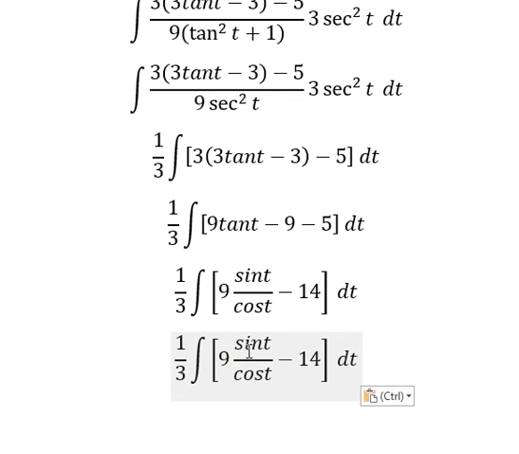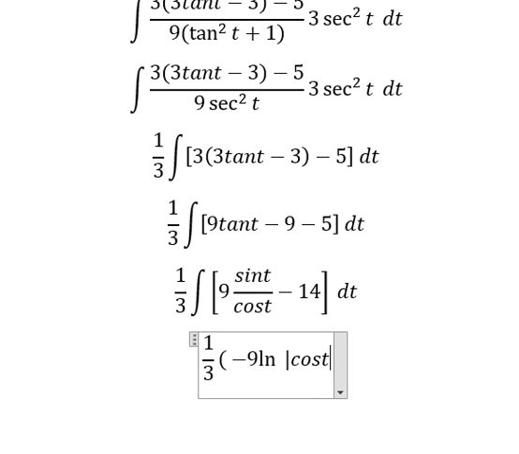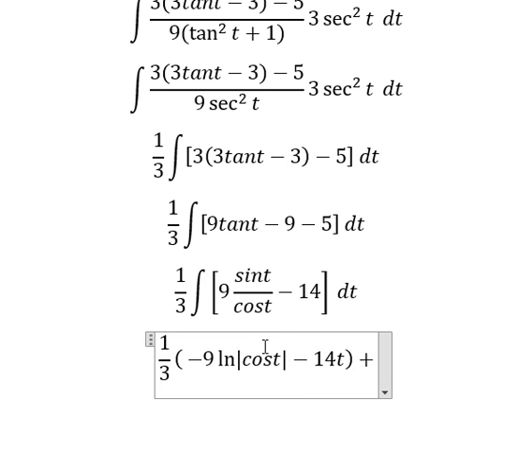So the integration of this one, that is negative 9 ln of the absolute value of cosine t. The next one, that is negative 14t. And I will put plus c.